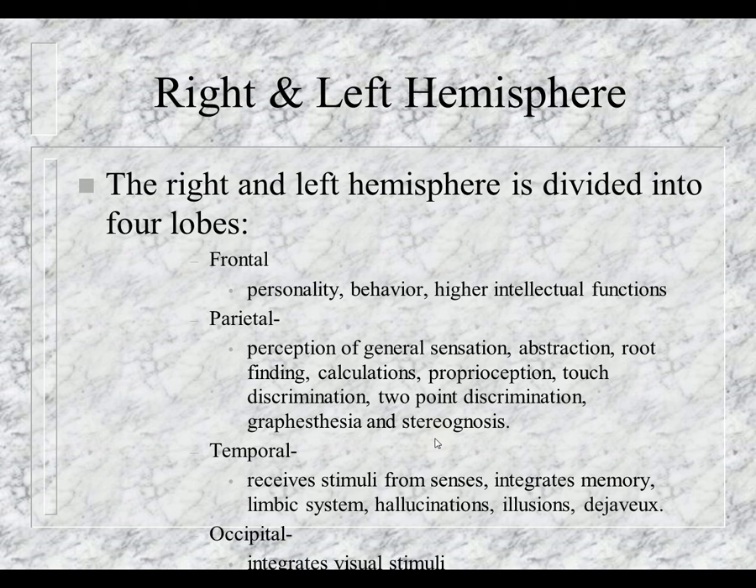Damage to the parietal lobe can lead to what we call apraxia, which is decreased ability to use objects correctly. So that's what can happen with damage to the parietal lobe. The temporal lobe receives stimulation from your senses. It integrates memory, the limbic system, all of those things like hallucinations, illusions, and deja vu. Have you ever had deja vu? Man, I know I've done this before. I know I've been there. That is your temporal lobe responsible for that. Occipital lobe integrates your visual stimulation, and a lot of your tumors can be located in that area.